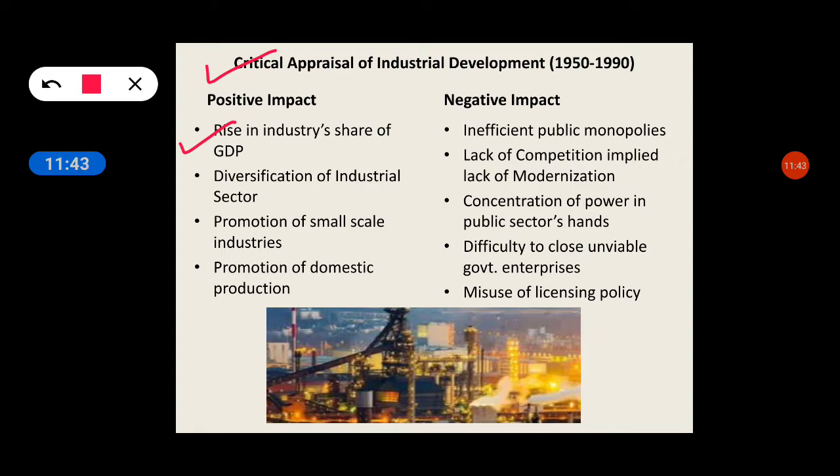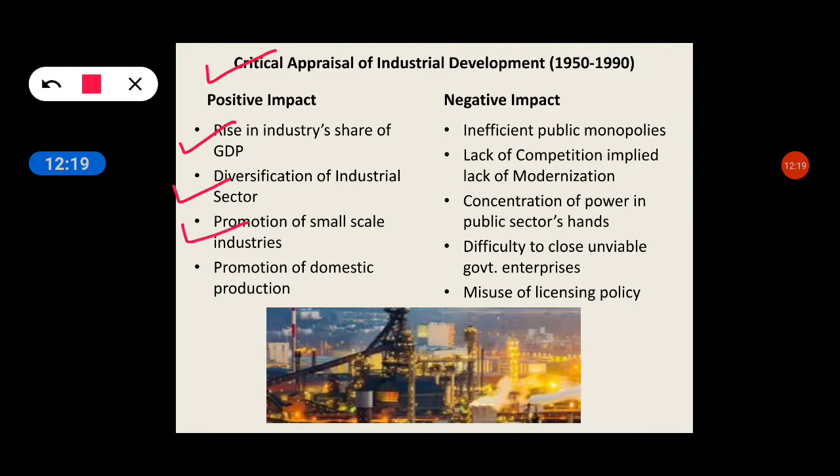The next point is diversification of the industrial sector. Our industrial sector became very well diversified by the 1990s. We were not only confined to the production of basic goods like cotton, jute, etc., but rather we were producing a variety of products. The protection from foreign competition enabled the development of indigenous industries, mainly in the areas of electronics and the automobile sector, which otherwise would not have been developed. All this could be possible only because of the policy of protection.